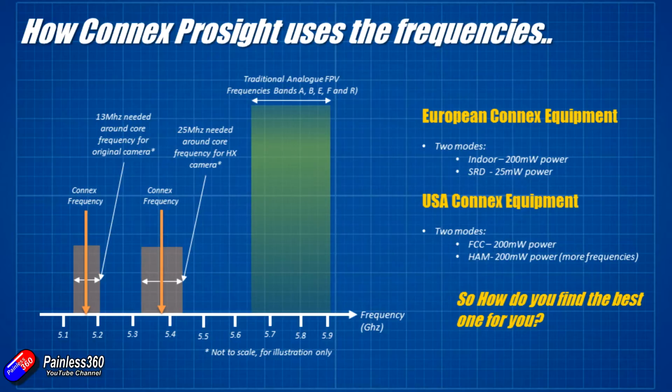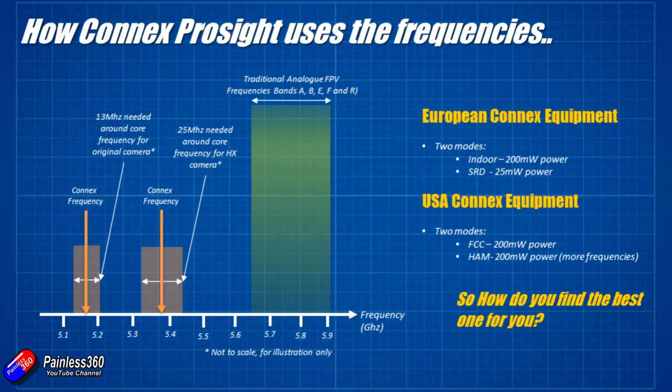So on the left hand side, let's assume that we picked a frequency between 5.1 and 5.2. Realistically, to be able to choose something down there, you're definitely going to be on a non-EU transmitter and receiver setup. The way it works is that around the core frequency, there's actually 13 megahertz needed for that original camera. So it's not just one standard frequency, it's using a set of frequencies around that center frequency to get all the data down to the receiver.